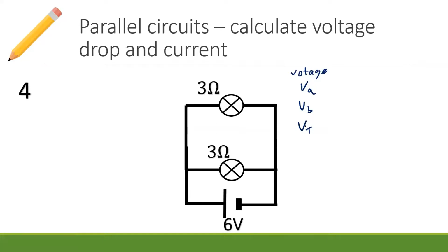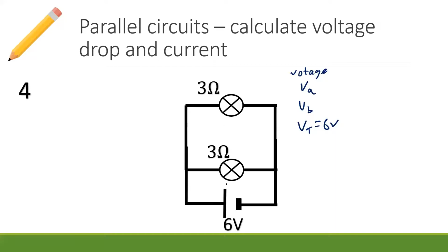Firstly, can someone tell me what's the total voltage in this whole circuit? Someone's already said it. That was our good friend Bao for a change. So he's right. It's 6 volts. Now, who wants to take a guess? How much voltage is going to be dropped?